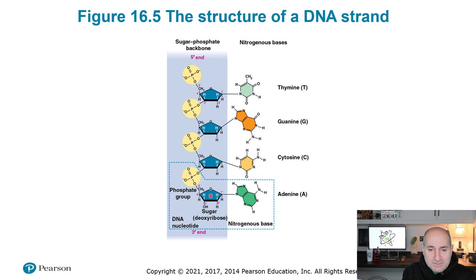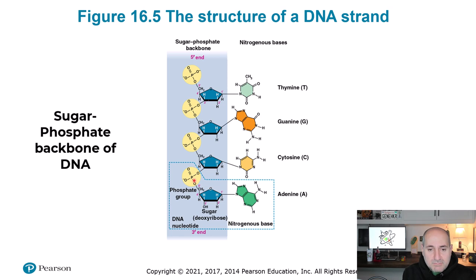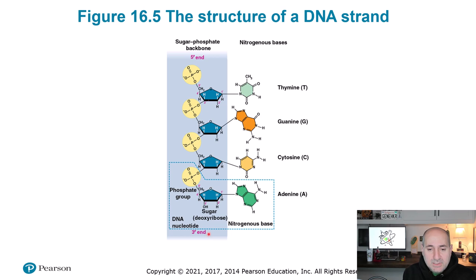This is known as the sugar phosphate backbone, right? You see how it's shaded in blue here? This is known as the backbone of DNA. You have sugar, phosphate, sugar, phosphate, sugar, phosphate, sugar, phosphate. That's the sugar phosphate backbone. And sticking out to the right, you can see the nitrogenous bases, A, C, G, T. And this is known as a strand of DNA.